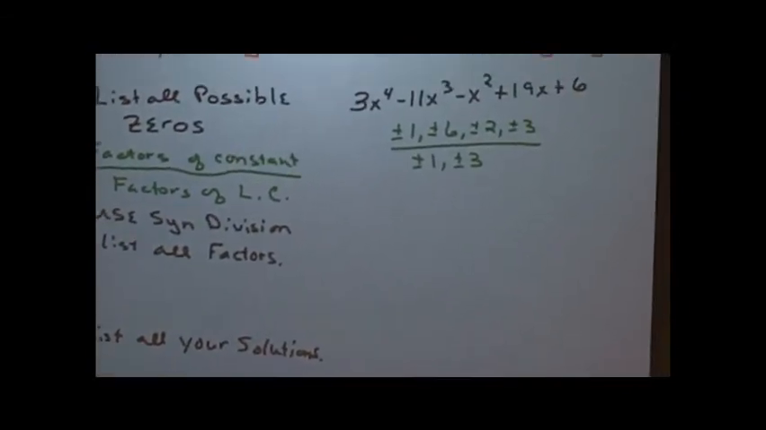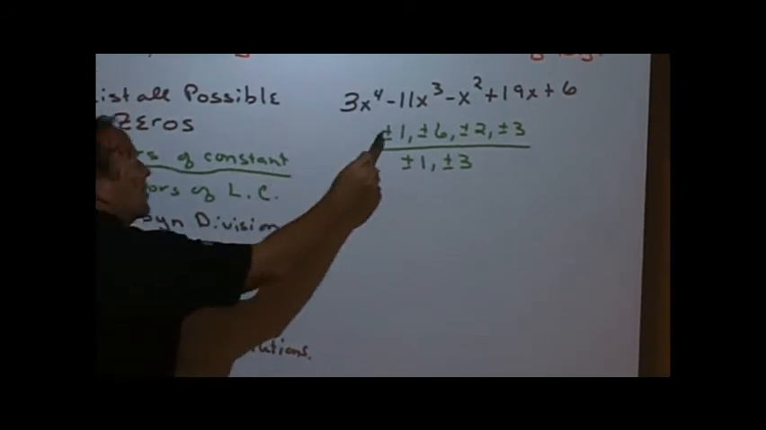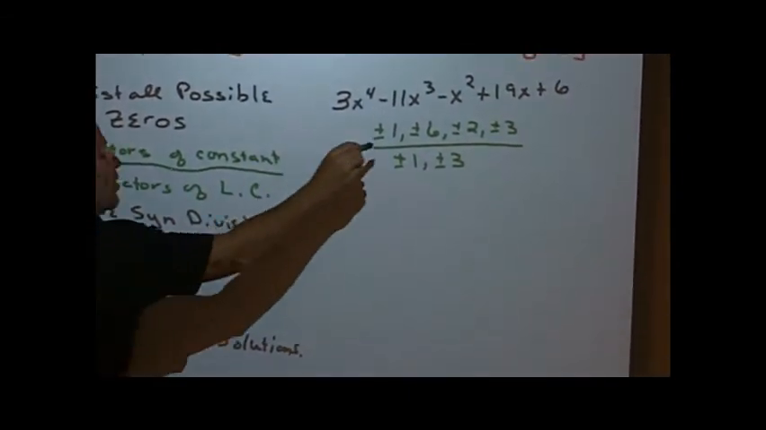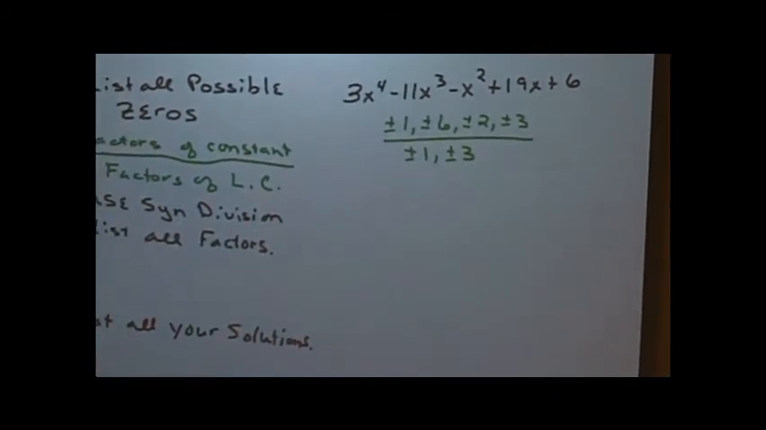So now, this here is your answer for the first part. That's all your possible zeros. Those are my possible zeros. You're done. That's all you have to do.